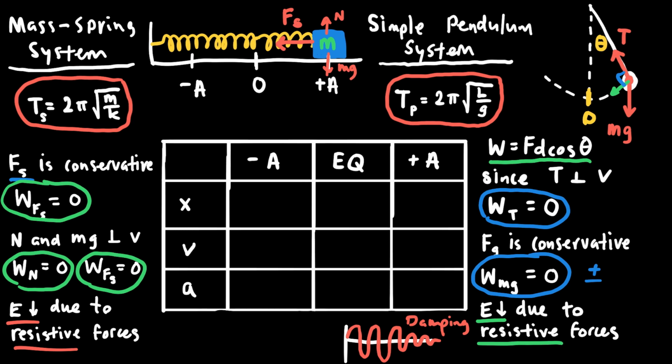So the position at equilibrium, we're going to call that 0. And then we're going to call the position at either one of the amplitudes a maximum position. Okay, so what I'm going to do to fill in this table is stick to 0 or a maximum, meaning that at each one of these three positions, the position, velocity, and acceleration is either going to be 0 or it's going to be a maximum.